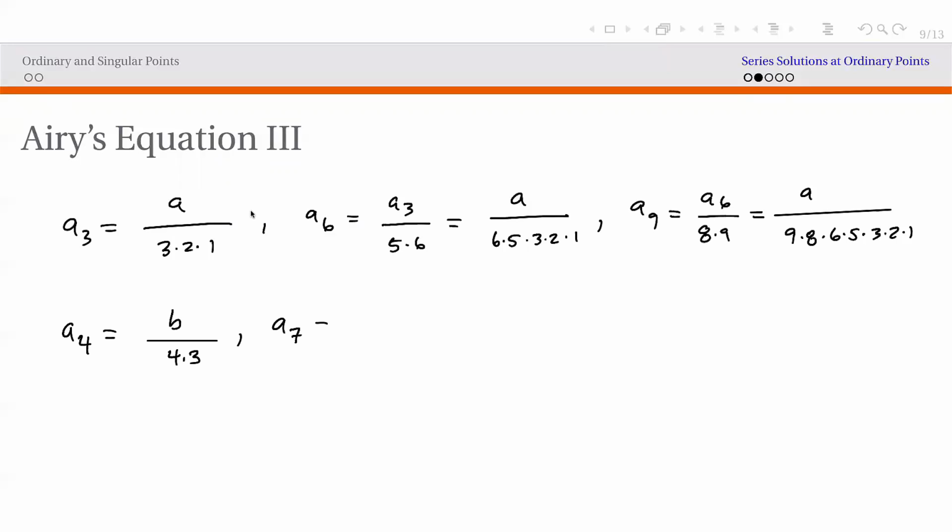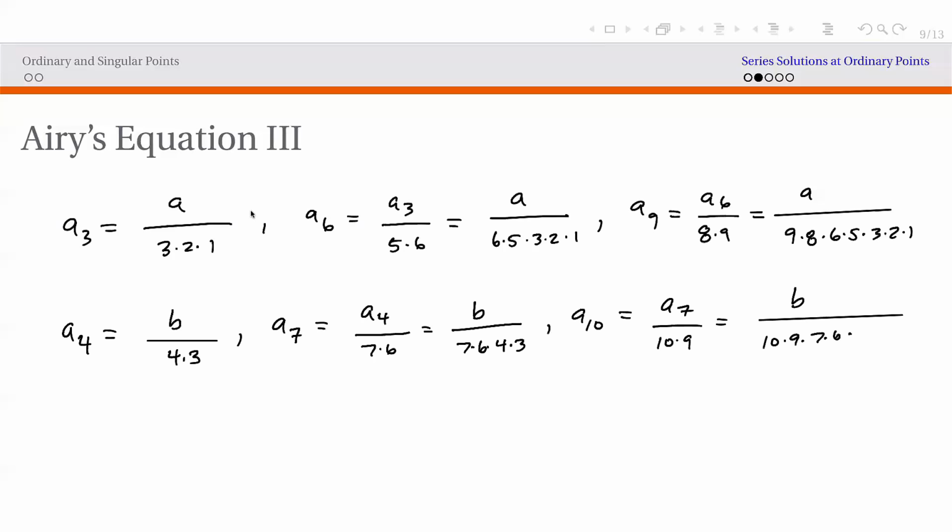So A7 would be the next one in that sequence. A7 would be A4 over 7 times 6. But since we already know A4, this would be B over 7 times 6 times 4 times 3. And then finally, A10 would be A7 over 10 times 9, or B over 10 times 9 times 7 times 6 times 4 times 3.